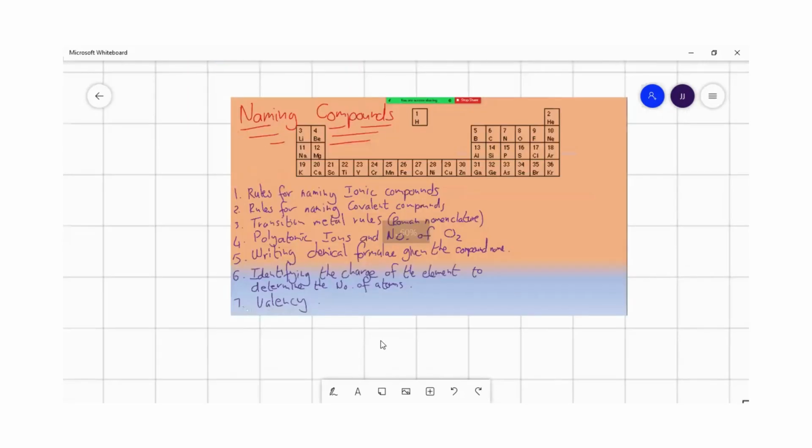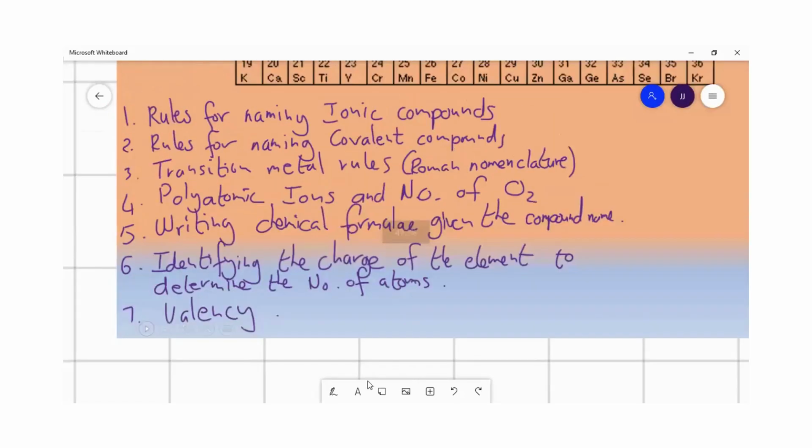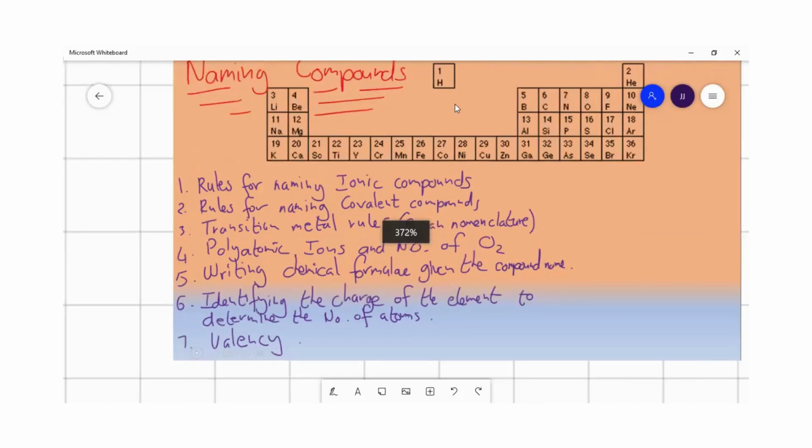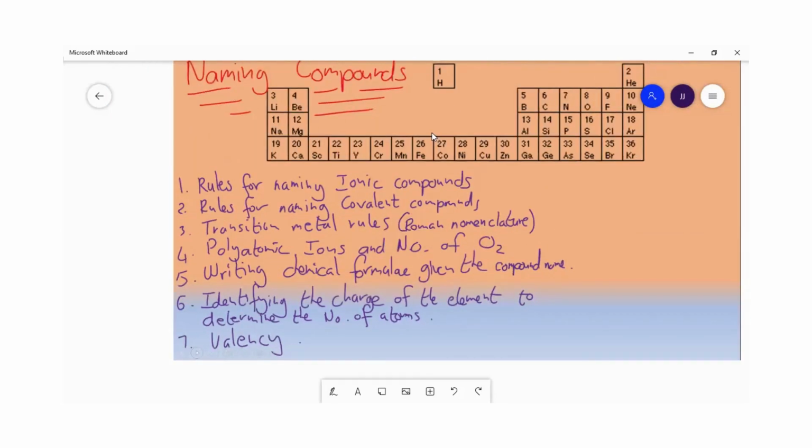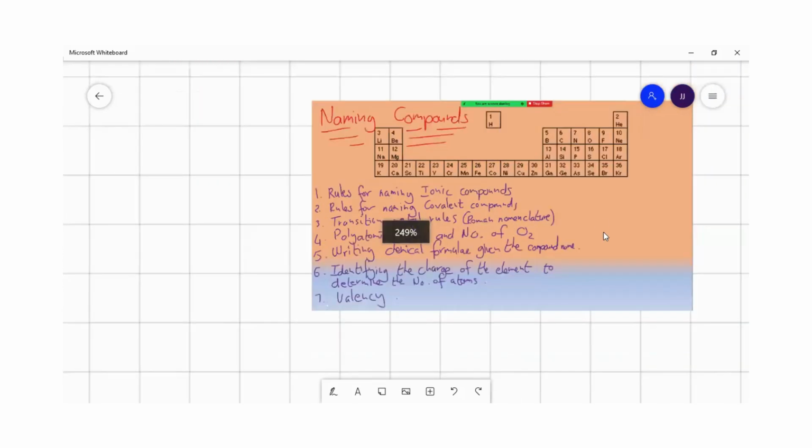Just to have a look at our objectives from last time. We looked at naming compounds and we looked at some revision on valency and charge. Today we are going to look at rules for naming ionic compounds and the tricky rules for transition metals and for polyatomic ions.